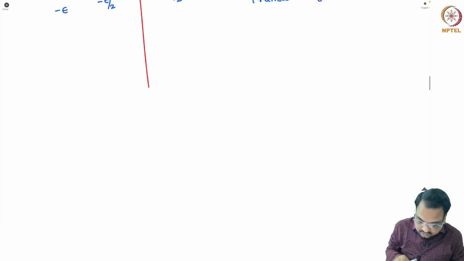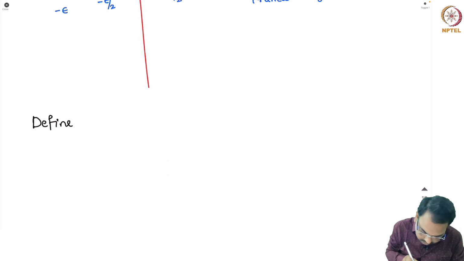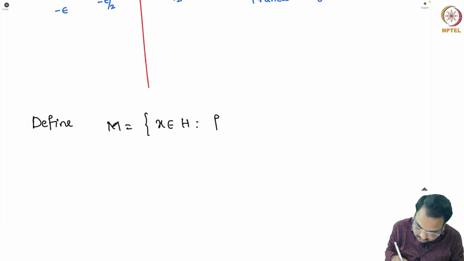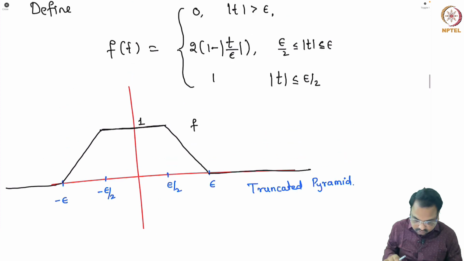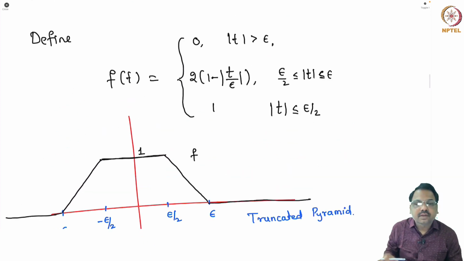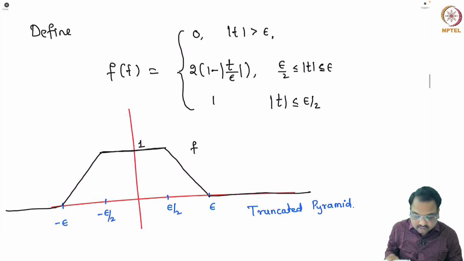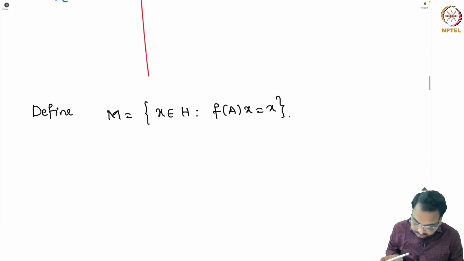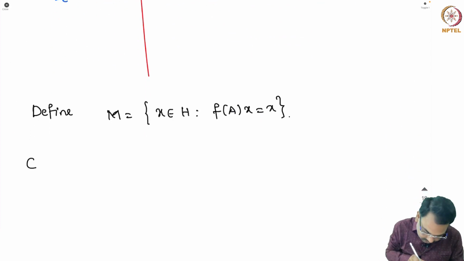Now let us define a subspace M. Define M as the set of all x in H such that f(A)x equals x. Okay, where f is given by this definition, and A is self-adjoint, hence using the functional calculus we can define f(A). Now the first claim we want to show is that M is non-zero.